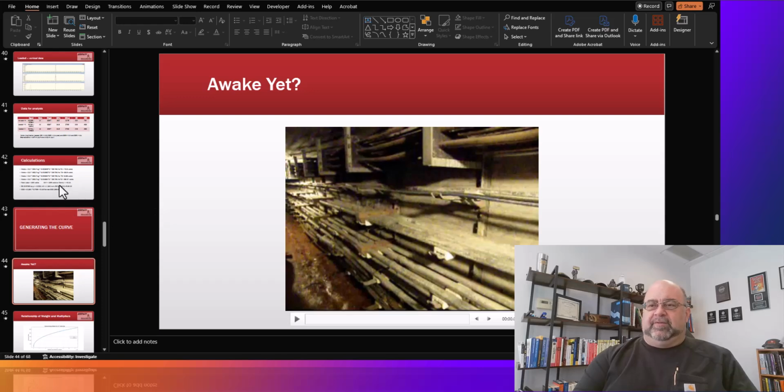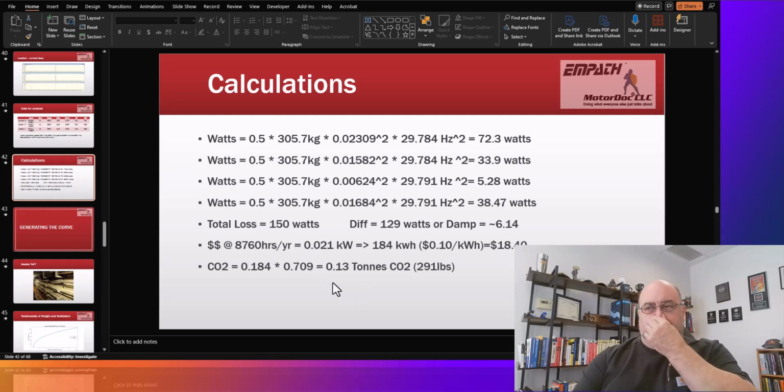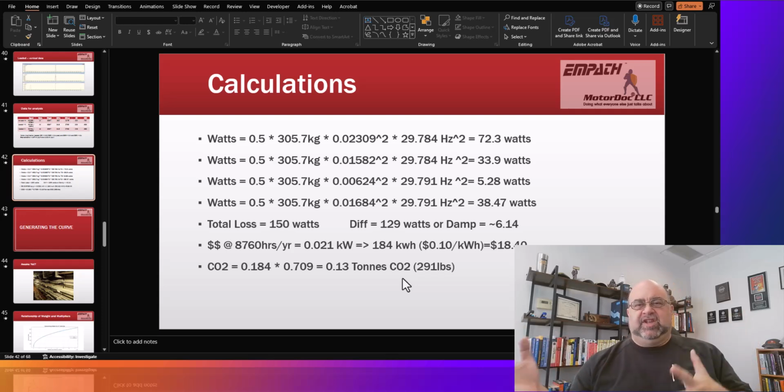Let's go back. We're talking pounds of CO2 versus metric tons of CO2. Is that a big deal? Well, when we start talking about the other stuff, I'm taking a single peak measurement on a good machine and saying, okay, these are low.